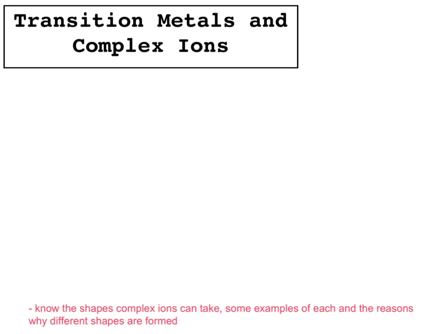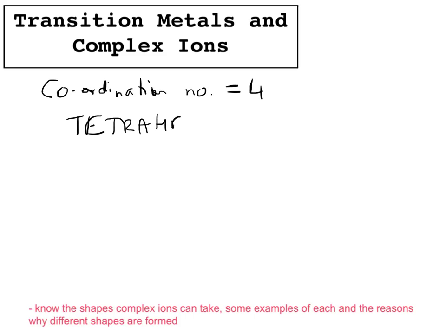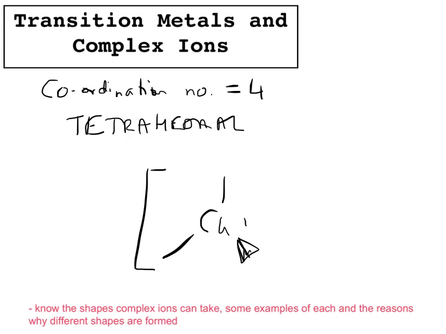And then you can also have a coordination number of 4, for which there are 2 shapes you can have. The first one being tetrahedral. An example of a tetrahedral complex would be copper chloride. So Cu with 4 chloride ions around it.